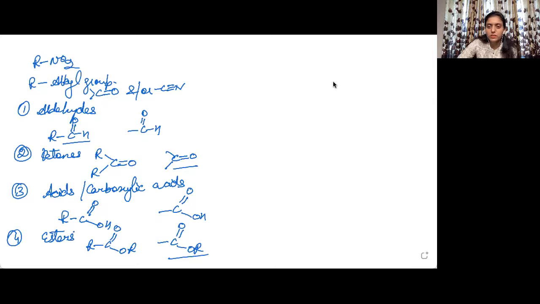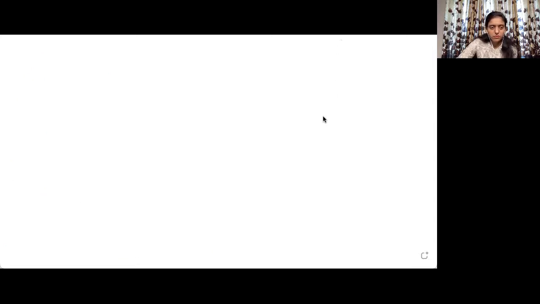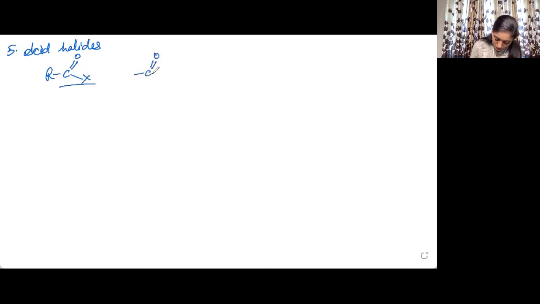Now let us just clear the screen, and we can now move to the next groups. There can be acid halides. You can put the next number. I think it was 5th. Acid halides. So in case of acid halides, this is the structure. So the functional group is, okay, then acid amides can be there.